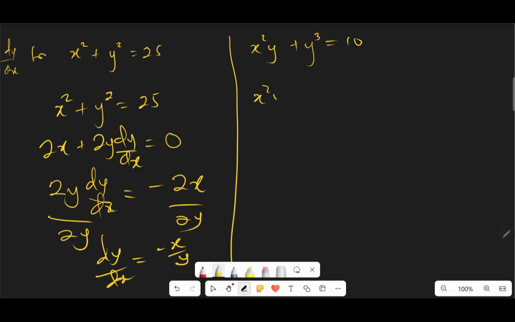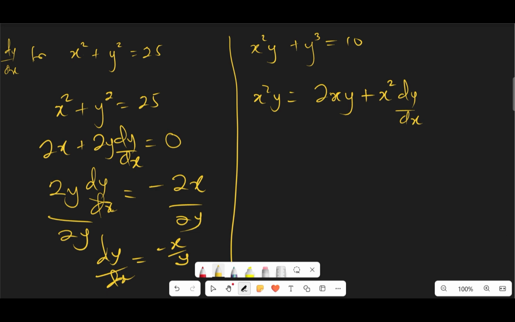So we have x squared y. First, we differentiate x squared. We are going to get 2x. Then we add the y. Then after that, plus we bring the x squared. Then we differentiate the y to get dy over dx. So that's what the expression of x squared y, when differentiated, will give.